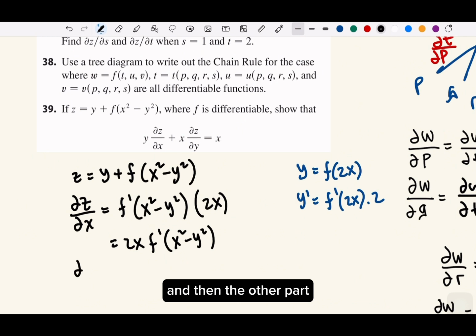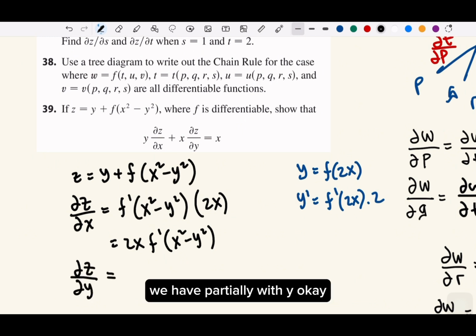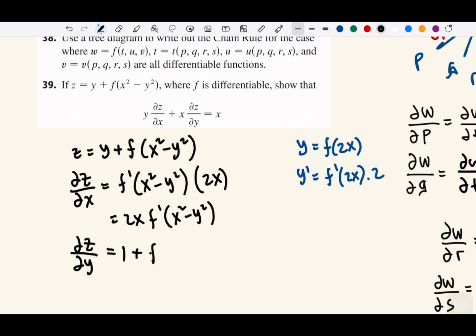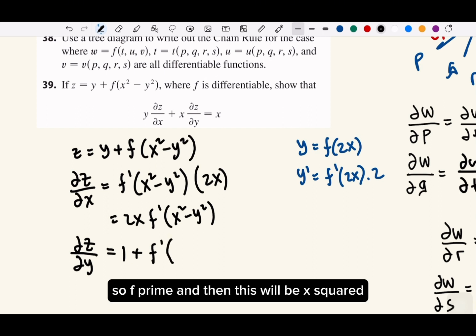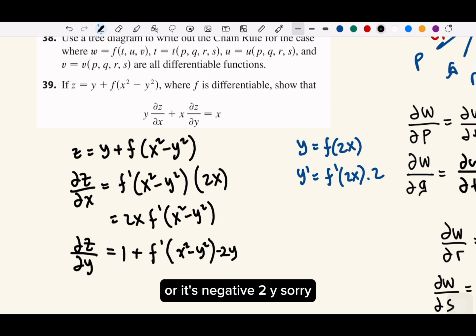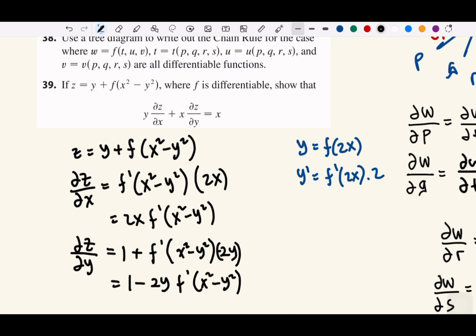And then the other part, we have partially with y. Okay, so y becomes 1 plus, now it's the same thing. So f prime, and then this will be x squared minus y squared, but multiply with 2y. Or it's negative 2y, sorry. So we have 1 minus 2y f prime x squared minus y squared.